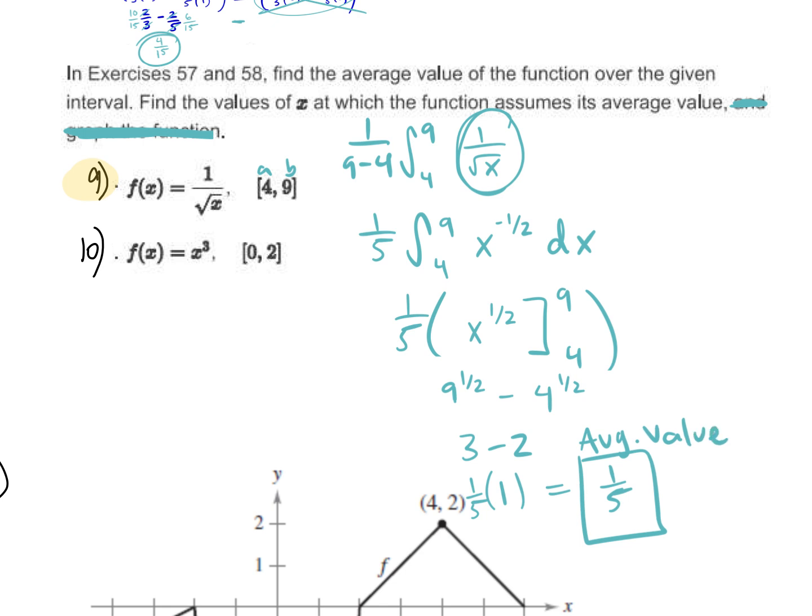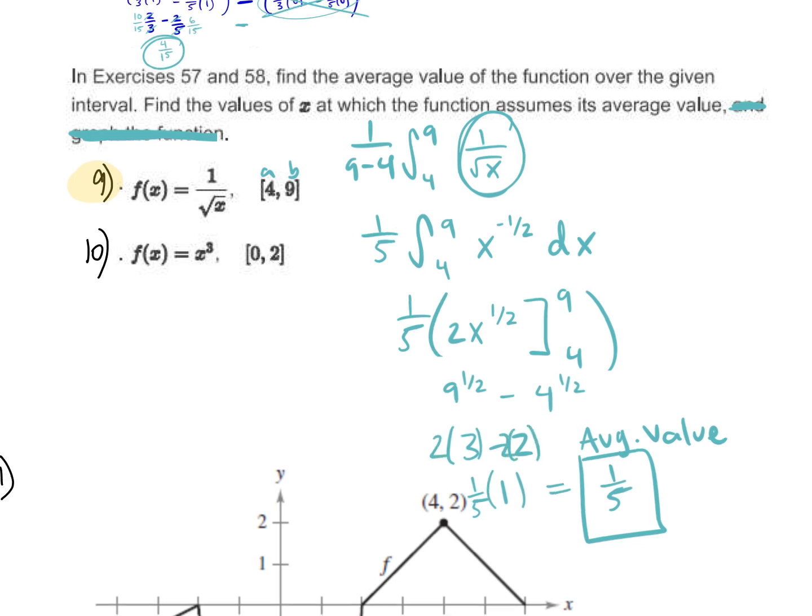Yes? You're right, I forgot that. This should be 2, yeah. So it would be 2 times 3 and 2 times 2.